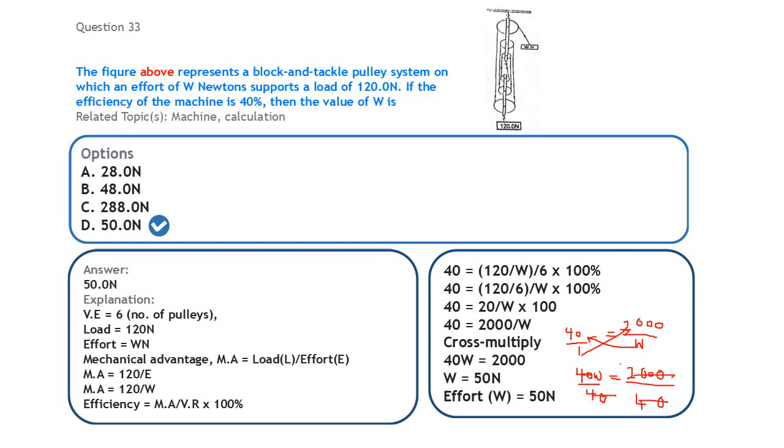So divide this side by 40, that is 40W divided by 40. You divide the other side too by 40, so you have 2000 divided by 40. Apologize for the ink. So this 40 cancels this 40 here, and 40 in 2000 is 50. So the effort which has been spent as W here is 50.